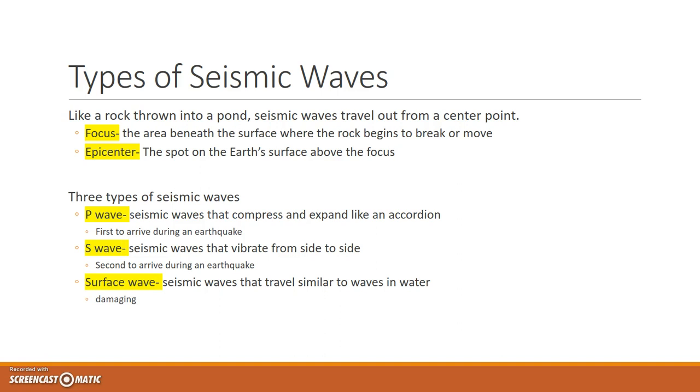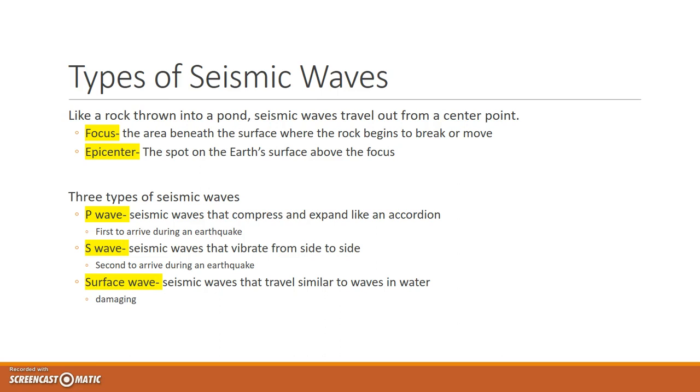So, like when you throw a rock in a pond, seismic waves travel out from a center point, and that center point is called the focus. The focus is the area beneath the surface where the rock begins to break or move, so where that center point is, and where the waves are traveling out from. The epicenter is the spot on the Earth's surface which is above that spot, so above where that break or move is. And there are three types of seismic waves.